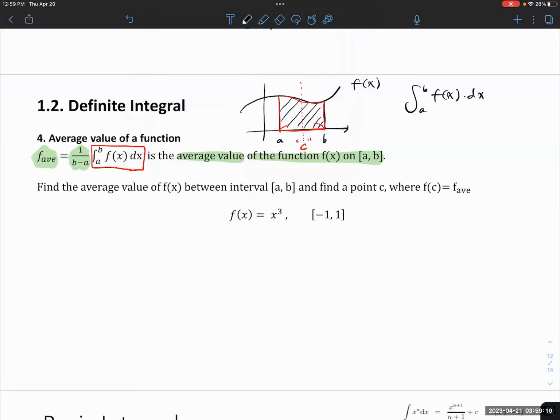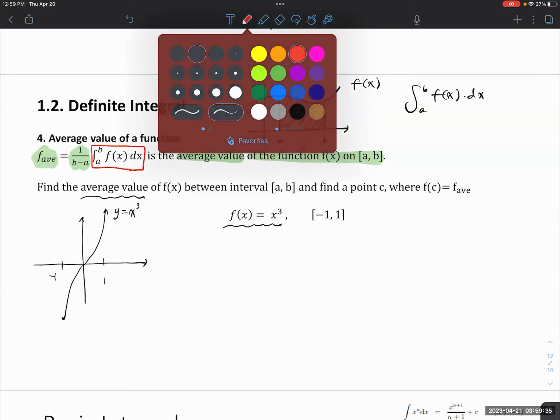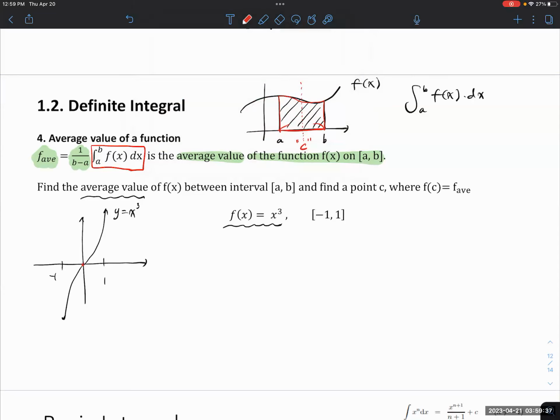In this case, we're going to find the average value of this cubic function between -1 and 1. Let me draw that graph. Everybody knows that this is the cubic function, y equals x to the third, and they want the range between -1 and +1. We already know, you can instantly feel it, because 0 is 1 away from each other, 1 unit.